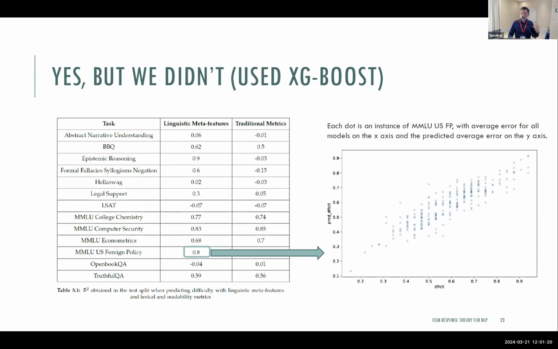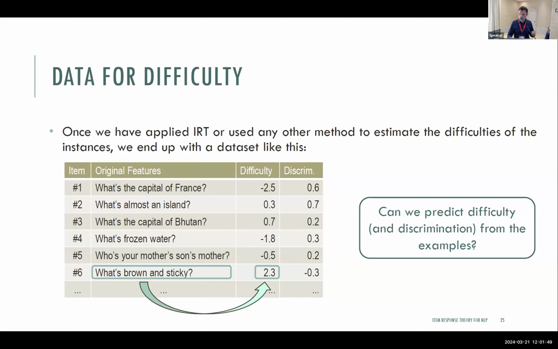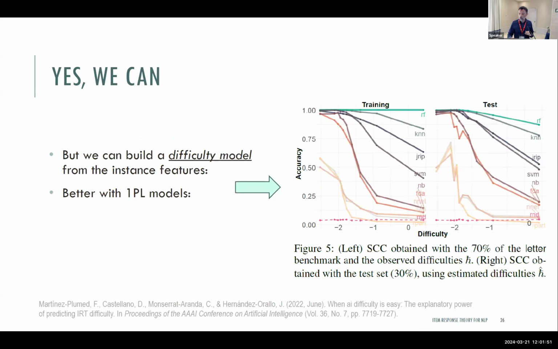Something that you can also try with this idea of, can I model difficulty from some kind of meta features of the instances? And then you can do much more than that. You can build difficulty models using the original features. You can use some kind of embedding on the questions and try to model difficulty directly. If you have some kind of signal, you can use IRT signal as a ground truth, IRT difficulty as a ground truth. You can do many things. That's something that we did here, and whether we were able to predict difficulty, and the results were quite good.